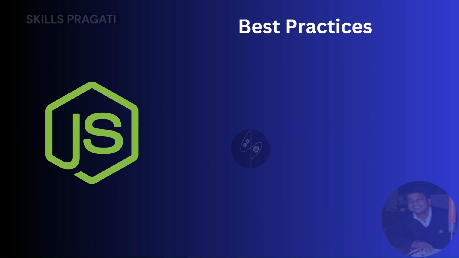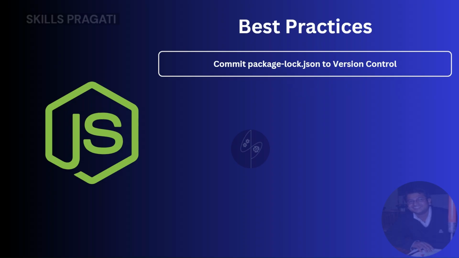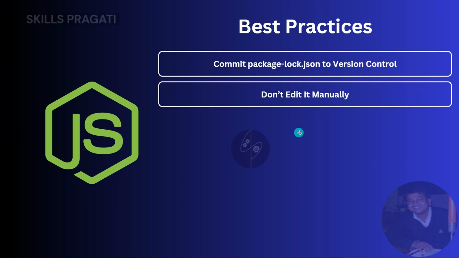Now let's discuss best practices of package-lock.json file. Commit package-lock.json to version control. Always include this file in your repository to ensure all team members and environments use the same dependency tree. Don't edit it manually. This file is auto-managed by npm. Manual edits can cause conflicts or errors.